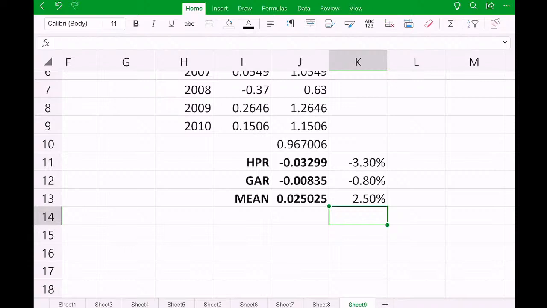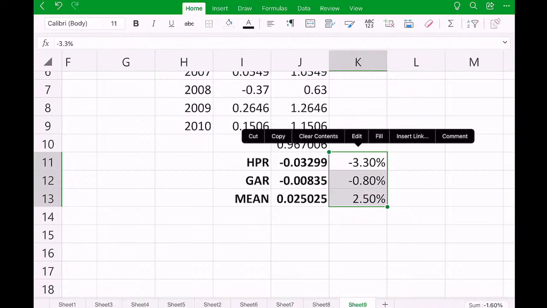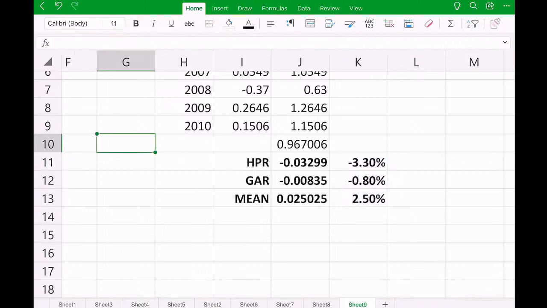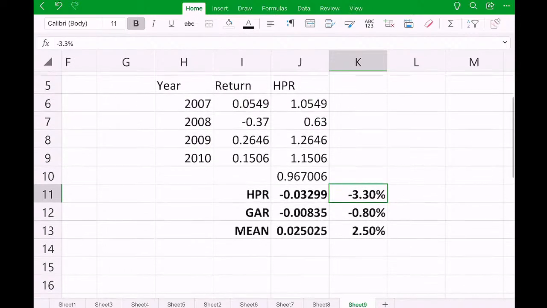Okay, so those are the percentages. Now, which ones are more... if this is over the period of investing, you get a negative. So if you invest $1 in 2007 and you left your money there, over this period you would have lost 3 cents on the dollar.